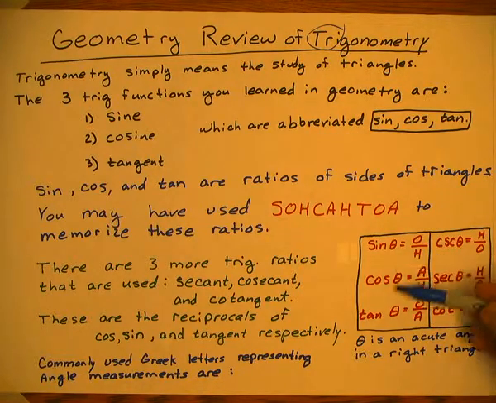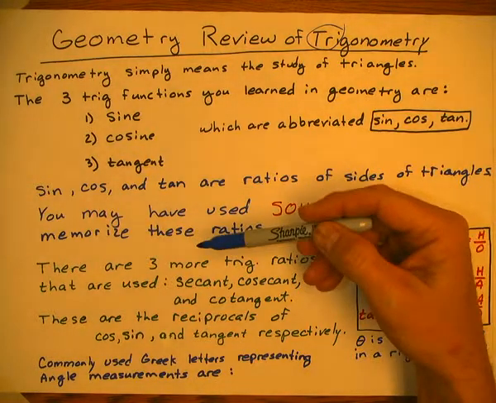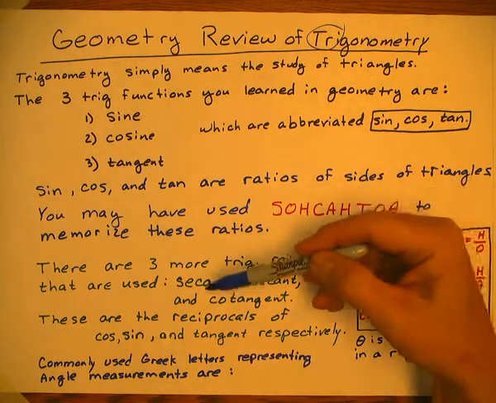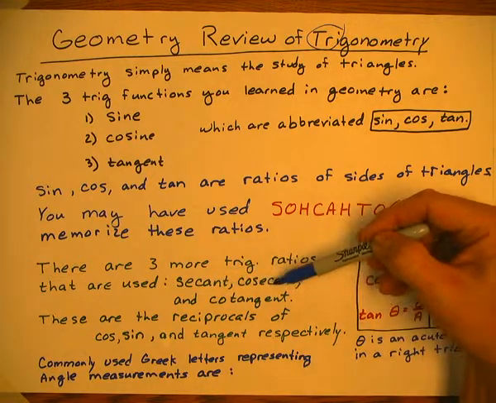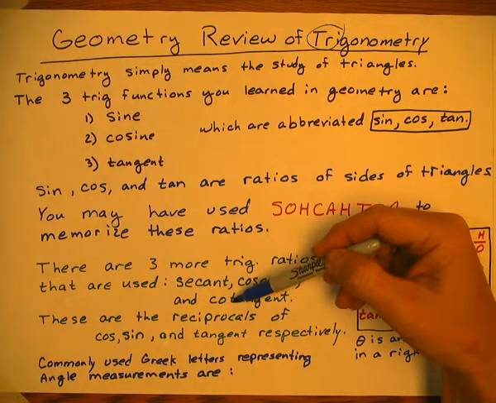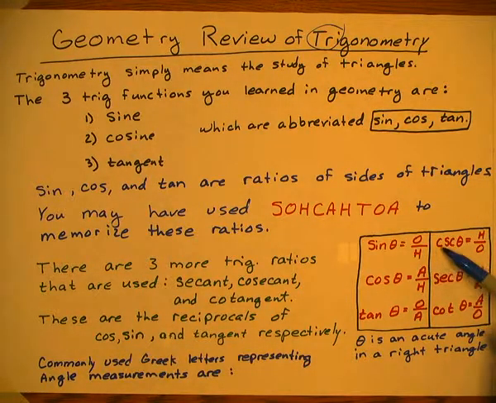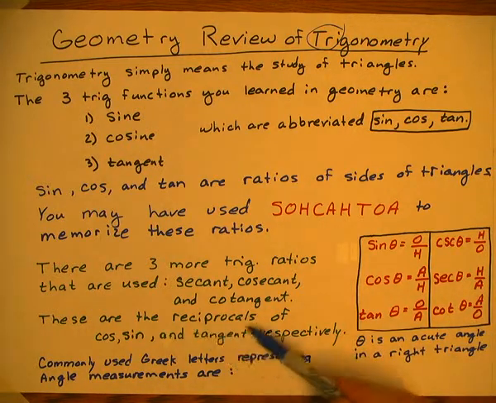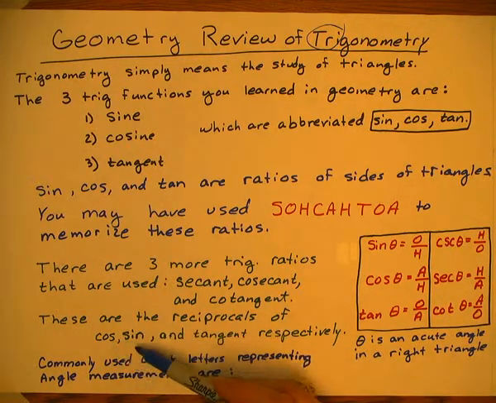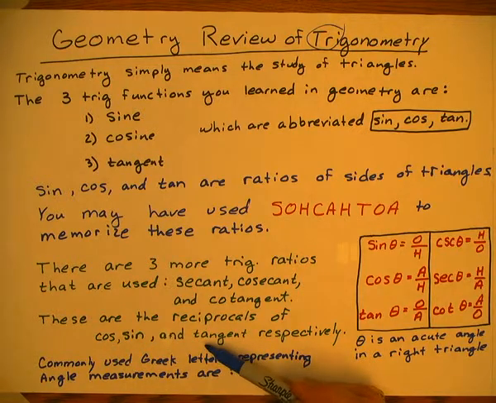Now those were the only 3 that you did back in geometry, but we're going to be adding 3 more to that list. The other 3 trig ratios are called secant, cosecant, and cotangent. Those are abbreviated CSC for cosecant, SEC for secant, and COT for cotangent. And they are the reciprocals of cosine, sine, and tangent.